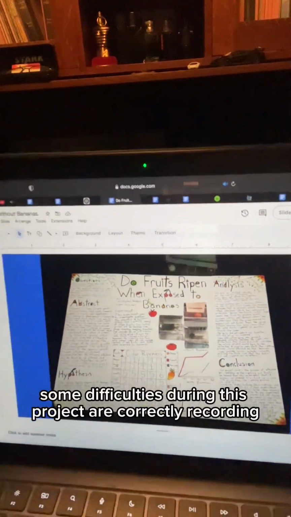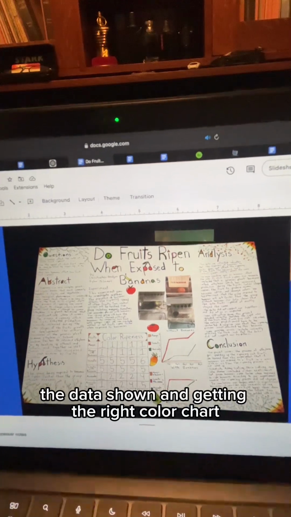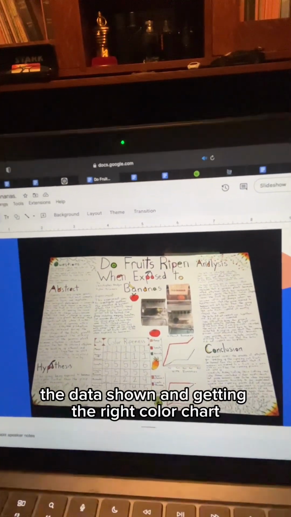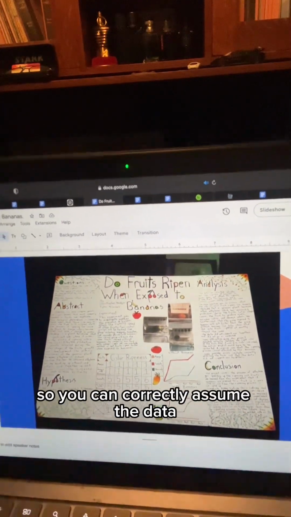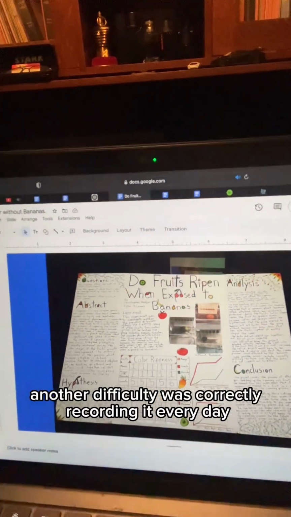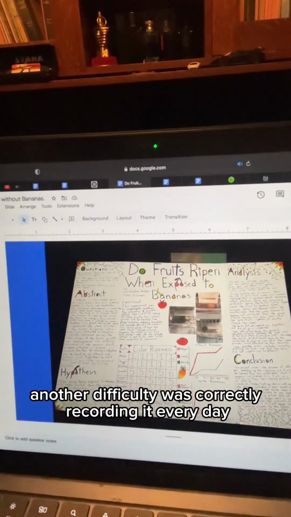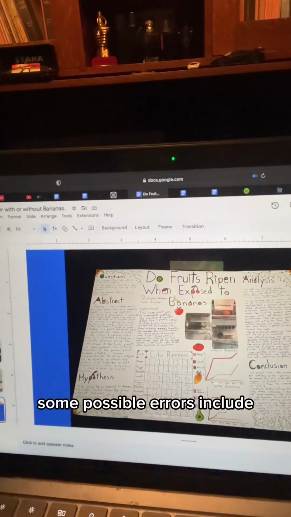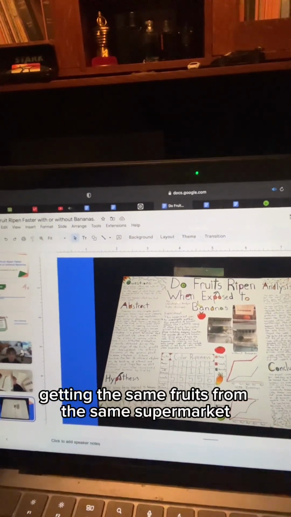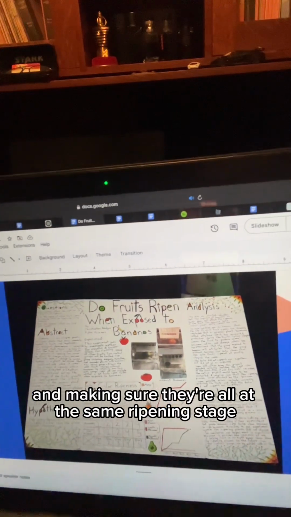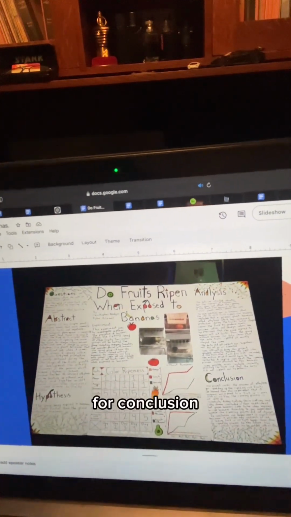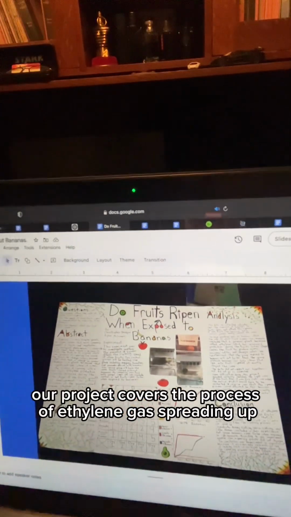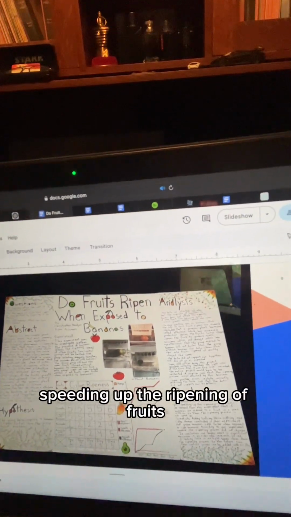Some difficulties during this project are correctly recording the data and getting the right color charts so you can correctly assess the data. Another difficulty was recording it every day, and if you miss one day, it can throw off the entire project. Some possible errors include getting the same fruits from the same supermarket and making sure they're all at the same ripening stage. For our conclusion, our project covers the process of ethylene gas speeding up the ripening of fruits.